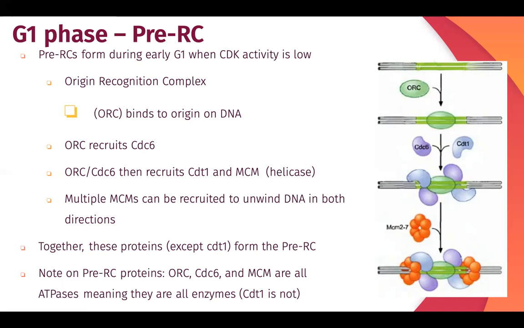Those are the three main parts of your pre-RCs, which is important for later on when we talk about S phase and what needs to be gotten rid of in order to go into S phase. You need to get rid of those three specific things, because if they're present, then you have the chance of making a pre-RC again.